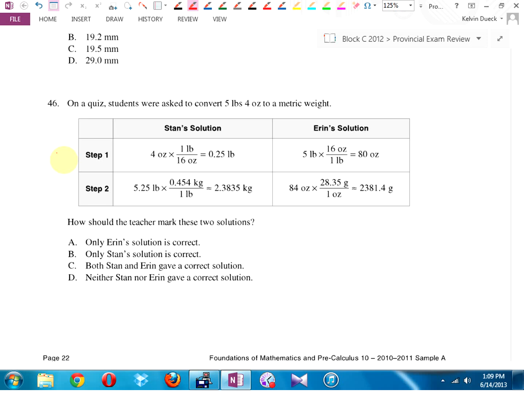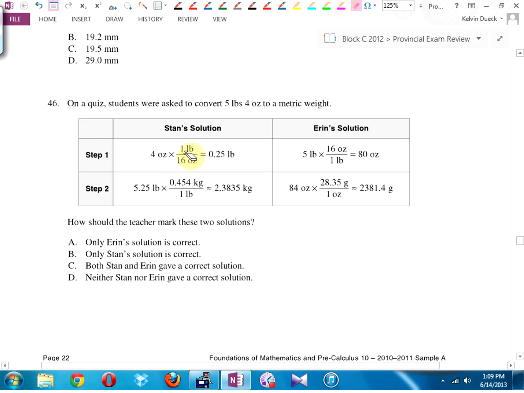Step 1, Stan said, I'm looking at all my conversion factors. Where are they here, Mr. Dueck? Oh, no, there they are. Where is ounces? And we're doing weights. 4 ounces is the 16 ounces, same as 1 pound. Is this correct? No. What's wrong with it? We went from ounces to pounds.